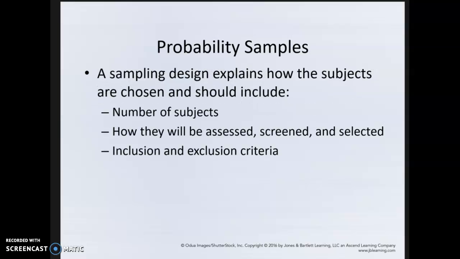So when we're looking at those probability samples, you want to look at the total numbers, how they will be assessed, screened, how they're selected, and inclusion and exclusion criteria. So those are key elements to look at as far as how the sample is determined, and having very clear inclusion and exclusion criteria is very important as well, so that as a reader you're very clear of the sample and what variables were removed possibly by defining that exclusion criteria.